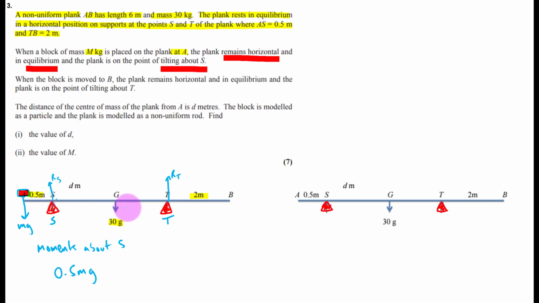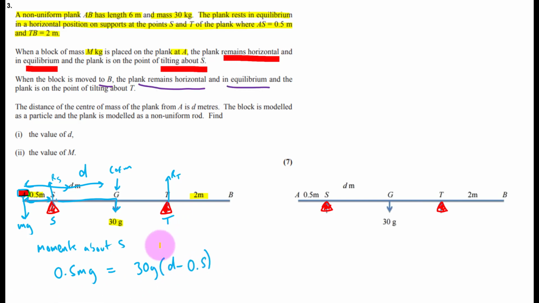Now let's see, what do we have here? We've got from here to here, that's got to equal 30 g multiplied by something. Now we know that the distance of the centre of mass is called D, alright? Now we don't know where that could be, it could be all the way up here. So what we know is 30 G, so if this was the centre of mass, we know it's D away, but we've got to minus this 0.5 here. So that's why you're going to get D minus 0.5.